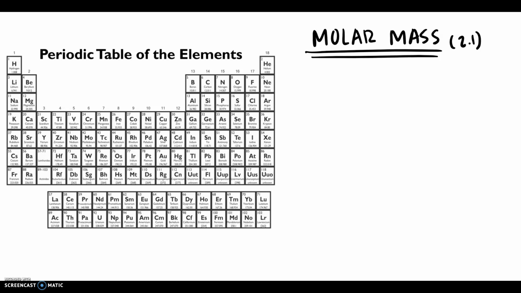So in this video, we're going to talk about molar mass and how to calculate it. And in your practice set, I believe this is 2.1. So the technical definition of molar mass is the mass in grams of 6.02 times 10 to the negative 23 particles of a substance. And while that may sound scary, molar mass is actually quite simple.